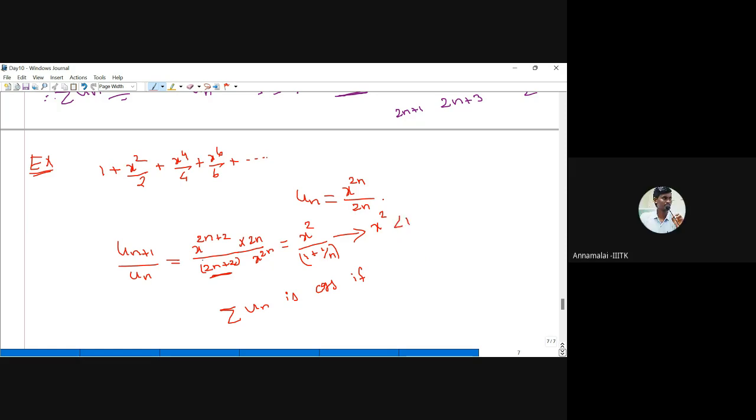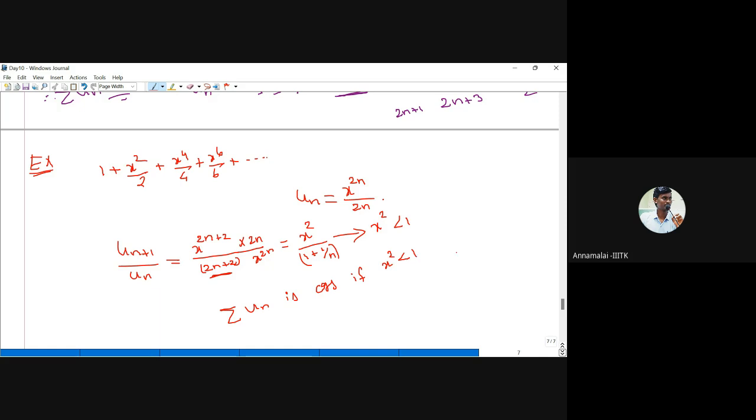If it is less than 1, because I am taking un plus 1 by un, not un by un plus 1. Suppose if you want, you can take un by un plus 1, you get 1 by x square. Anyway, both ways you can write. So it converges if x square is less than 1. Since we assume that x is positive and x square is less than 1, therefore x is less than 1.